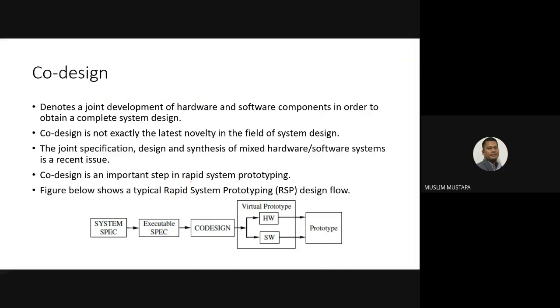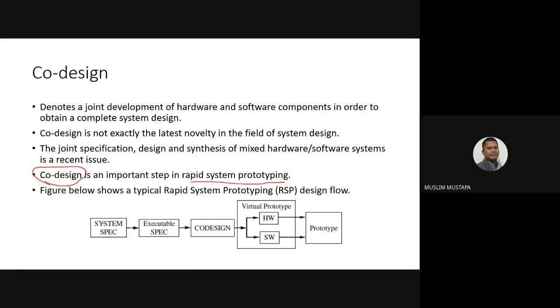Let's say you want to achieve this rapid system prototyping. Of course, you need to have a very good co-design strategy. So the figure below shows a typical rapid system prototype, RSP, design flow. So this is a standard flow. You guys have to be familiar with the flow because this is our core discussion. Later, if you want to test your knowledge, we're going to test based on your understanding of the flow.